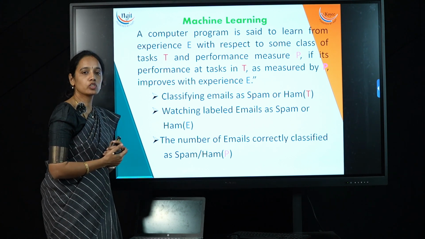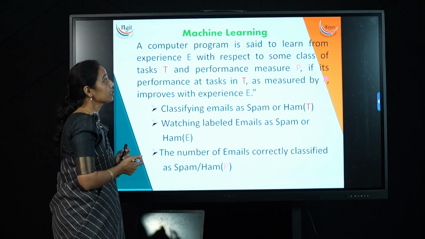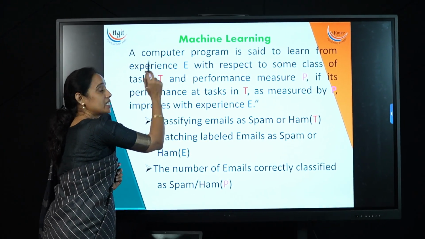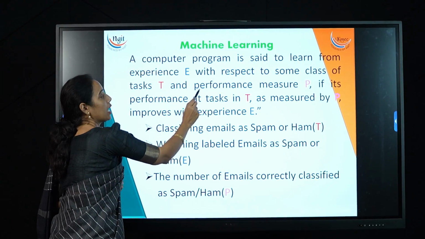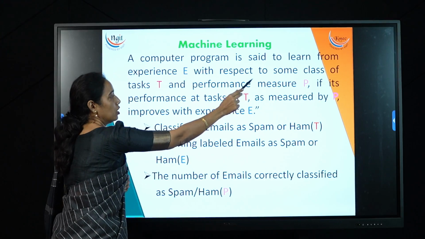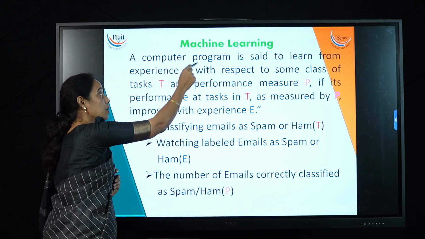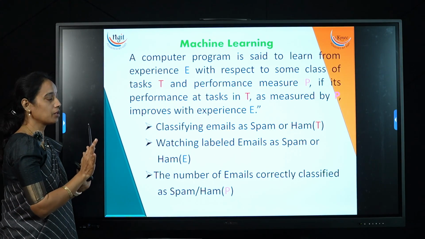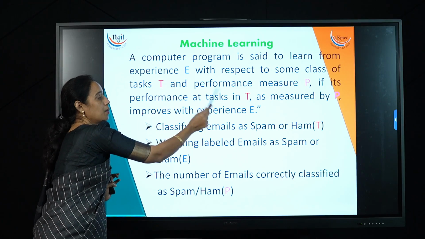Machine learning, according to Tom Mitchell, the prescribed definition is: a computer program is said to learn from experience E with respect to some class of tasks T and performance measure P, if its performance at task T, as measured by P, improves with experience E. So there are three important elements here: experience, task, and performance.